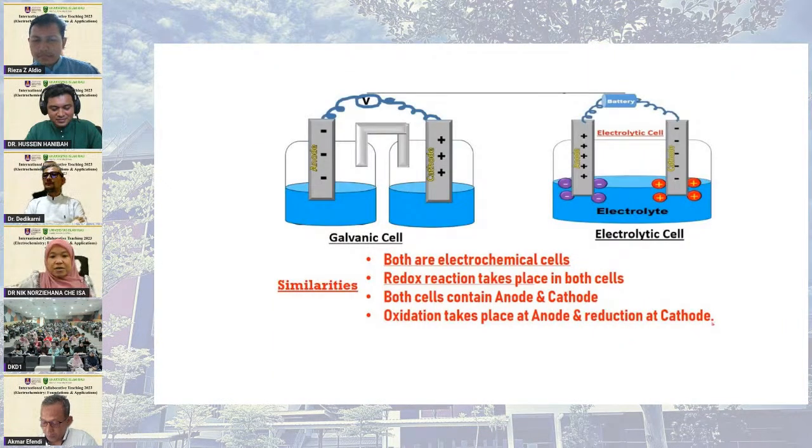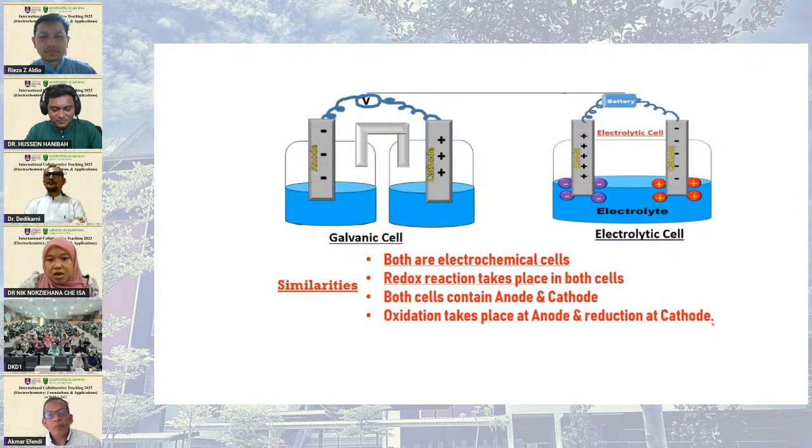All right, so if you look here, these are considered electrochemical cells. We have the galvanic cell and the electrolytic cell. From the figure, can you see the difference between these two electrochemical cells? Of course, yes, right? In the galvanic cell you have two separated half cells, and in the electrolytic cell, everything is in one cell. Before we go further into the differences, we look at the similarities first.